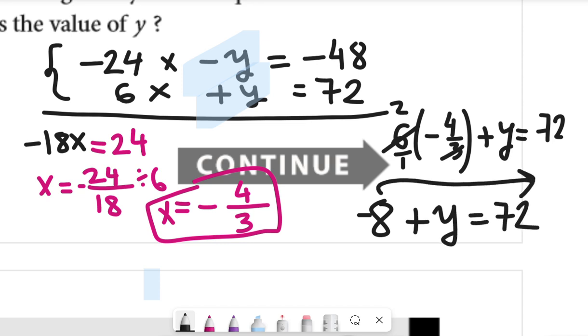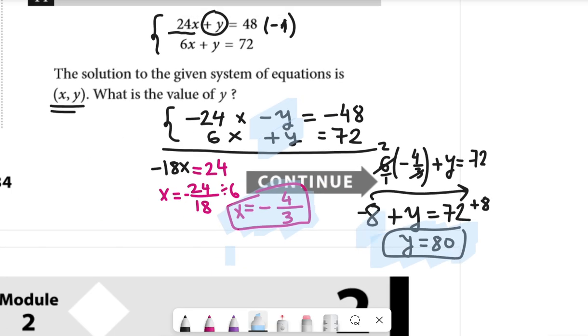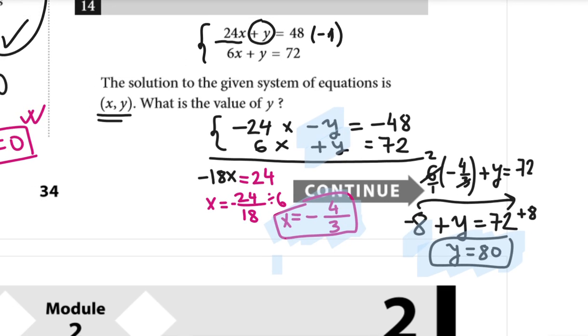We switch minus 8 to the other side so that it becomes plus 8. Y is equal to 72 plus 8, which is 80. That's it, we are done. We have the value of x and we have the value of y. I hope that this was clear. Let us move on to the next question.